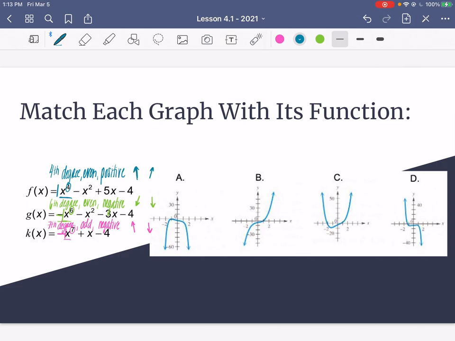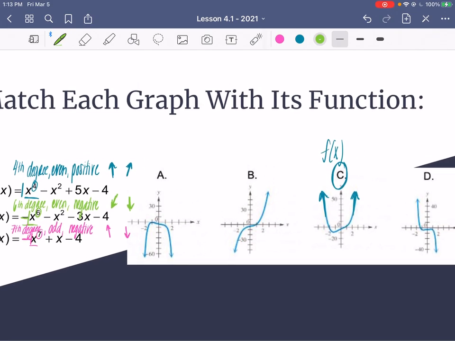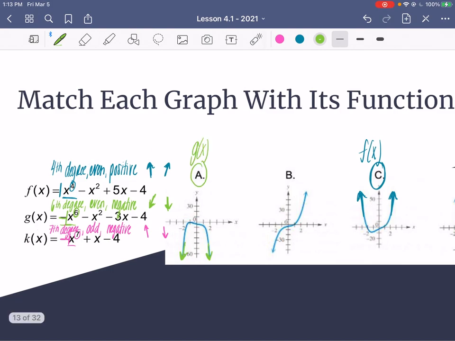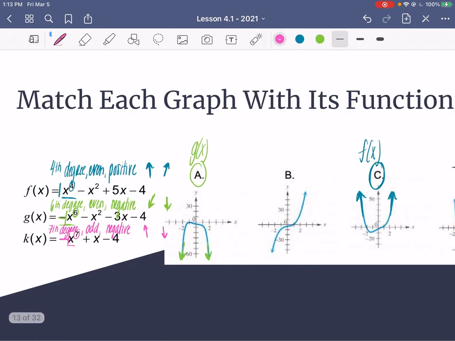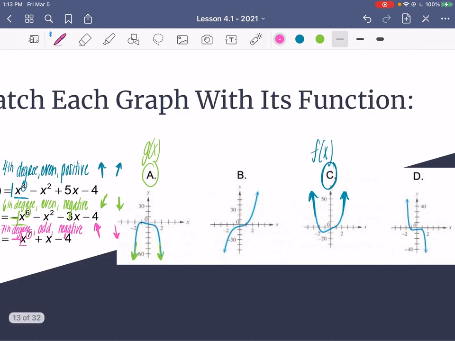So I'm looking for the first one, f of x, for one that rises both to the right and to the left, which would be only graph C here. Okay, so this one represents f of x because we know that end behavior matches. That's the only one. All right, g of x is also even, but it's negative, so we are looking for a graph that points down for both sides of the function, both ends. So part A, okay, that would be g of x. And then k of x is going to rise to the left, fall to the right. So like so.